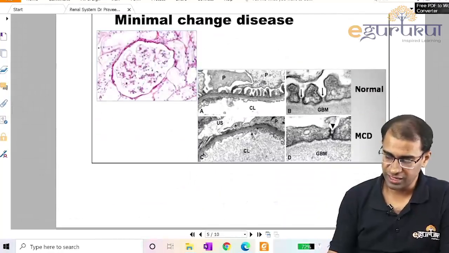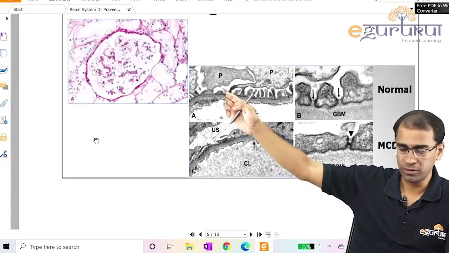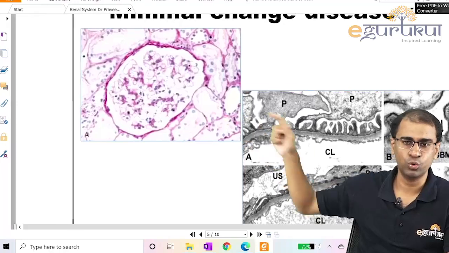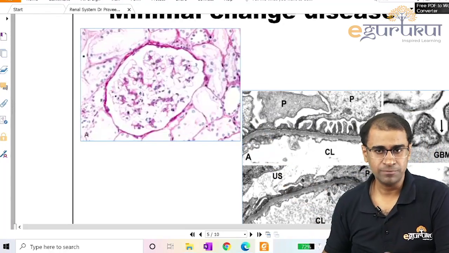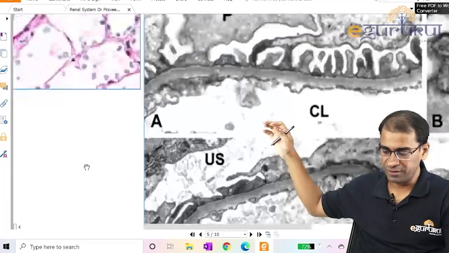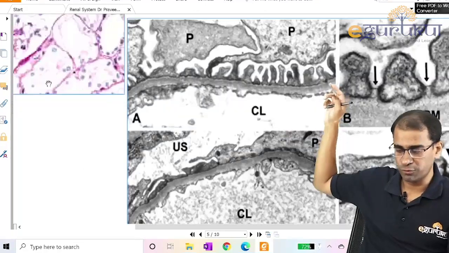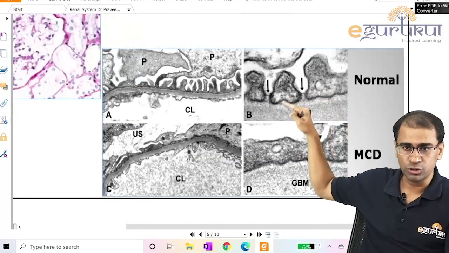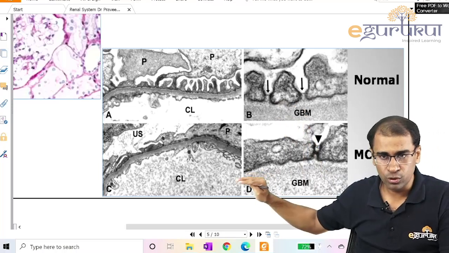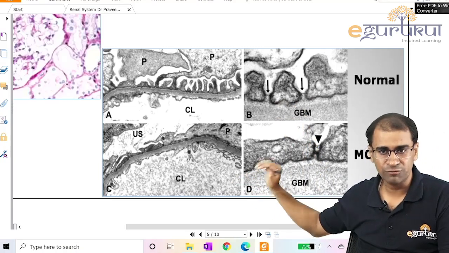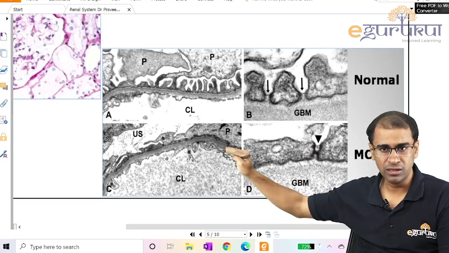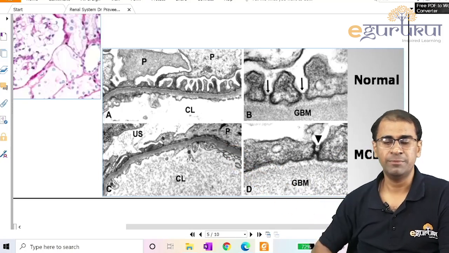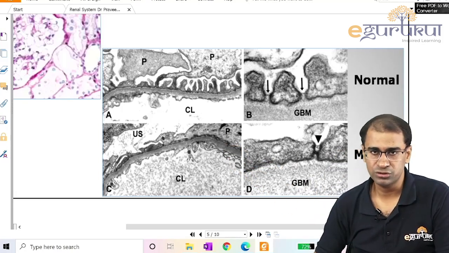The minimal change disease, as you can see, the light microscopy is completely normal, with no neutrophil infiltration and nothing. You see this EM finding. In the EM, these are the foot process, okay, and these are the foot process again, this is the normal finding. When you look at this below, look at the effacement of the foot process, effaced foot process you see in minimal change disease, okay.